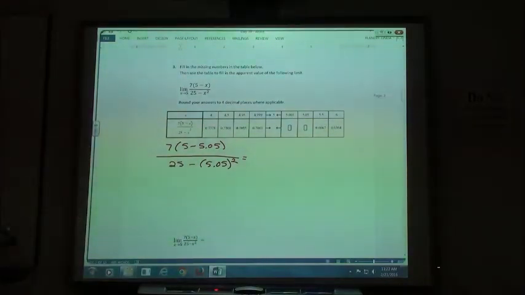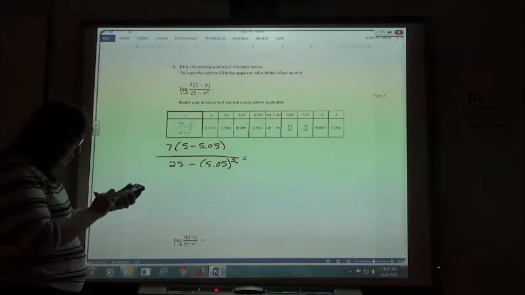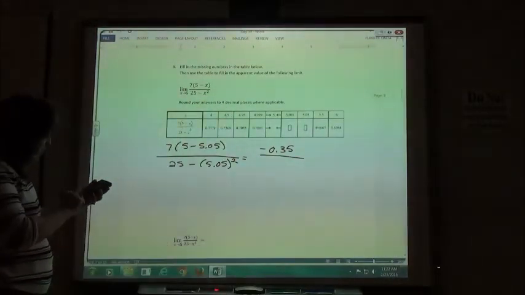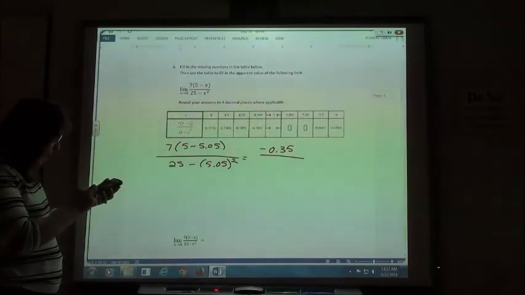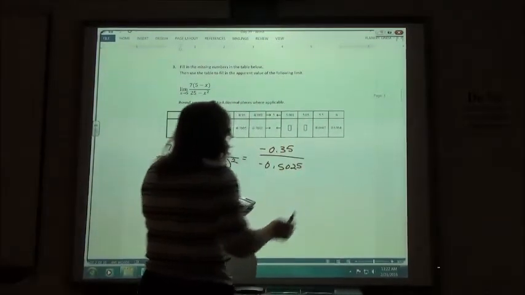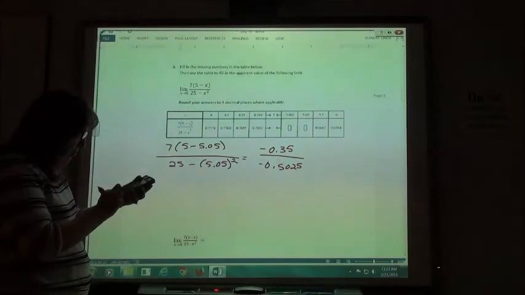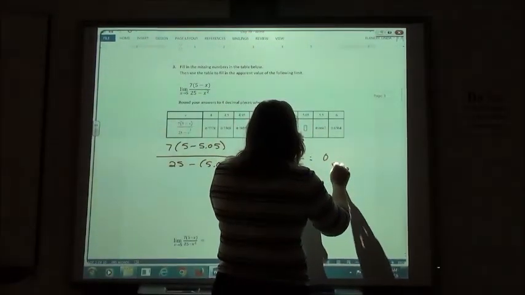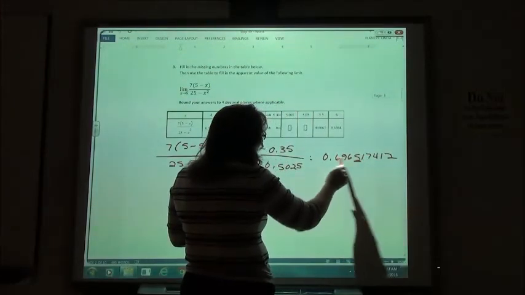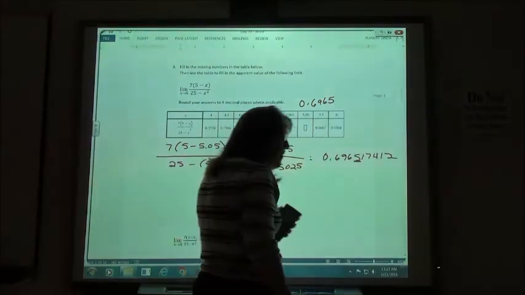I don't have any weird square roots or anything, so I should just be able to type in the whole top. So 7 parentheses, 5 minus 5.05, close my parenthesis, gives me negative 0.35. On the bottom, 25 minus parentheses 5.05, close my parentheses and square that, would give me negative 0.5025. And so I'm going to divide negative 0.35 divided by negative 0.5025 gives me 0.6965174112. So to 4 decimal places, there's a 1 behind there, I'm going to have 0.6965 when I evaluate at 5.05.